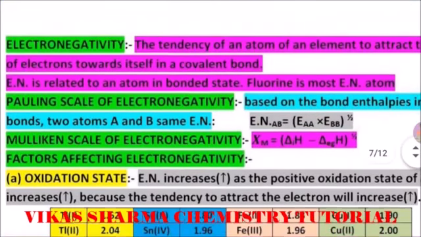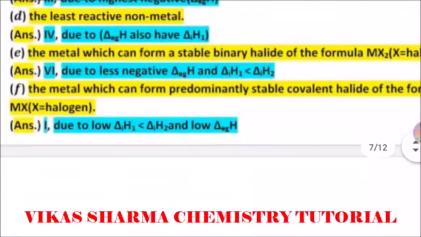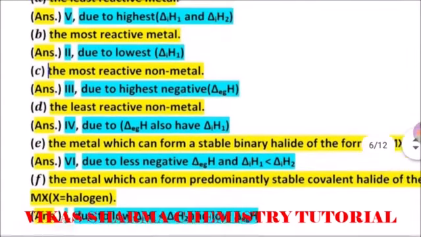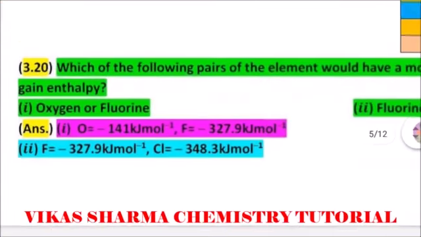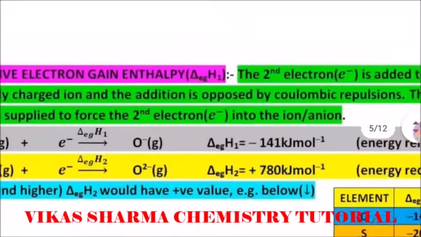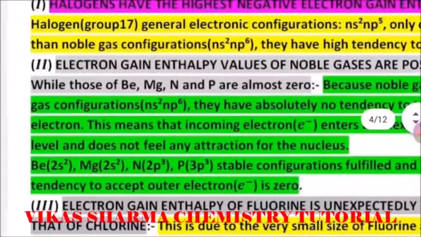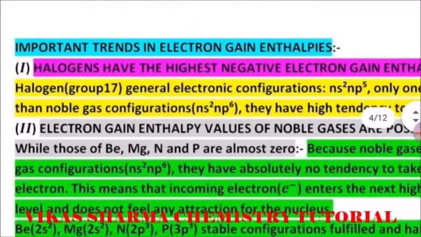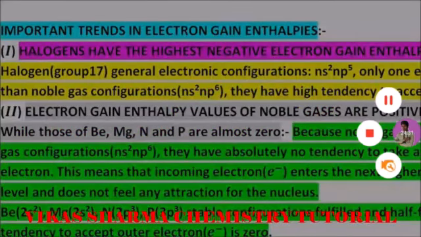The Pauling scale and Mulliken scale give the relative values of electronegativity. The NCERT questions are related to ionization enthalpy and electron gain enthalpy, and these are the successive electron gain enthalpy values. These are the important trends shown by electron gain enthalpy in the periodic table. So students, I hope this video is informative for you.